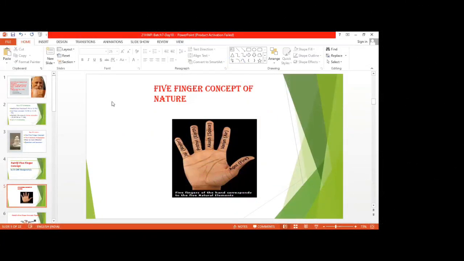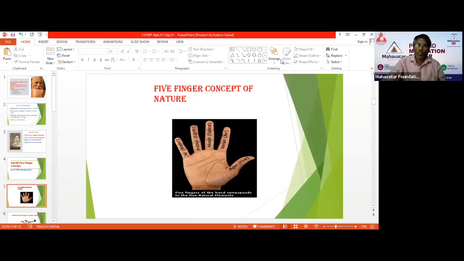Friends, so here is the five-finger concept of nature. All of us know this because, as a part of mudra therapy, every day we practice different mudras using these five fingers of our own hand. Everyone knows these five fingers, isn't it? The five fingers of our own hand.